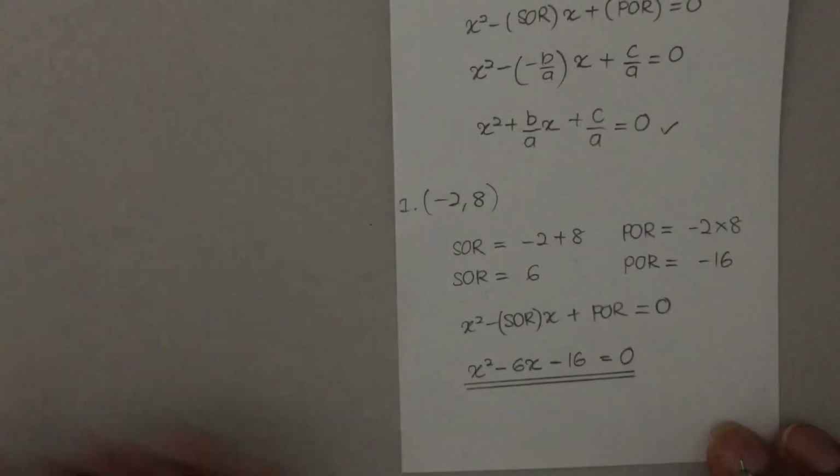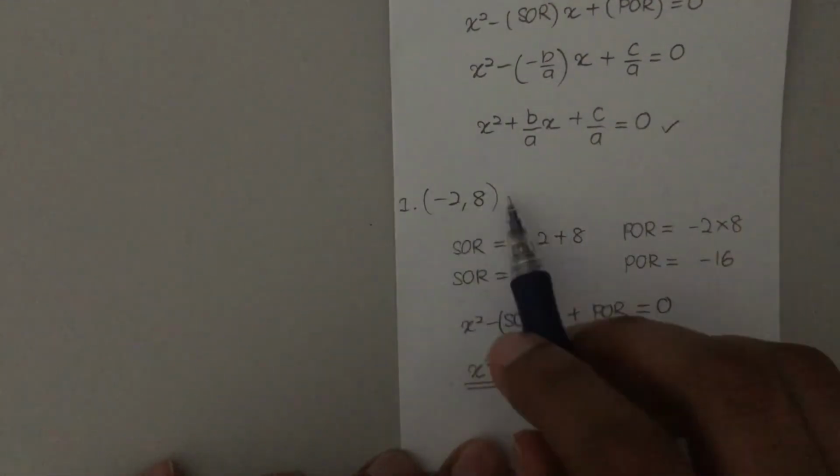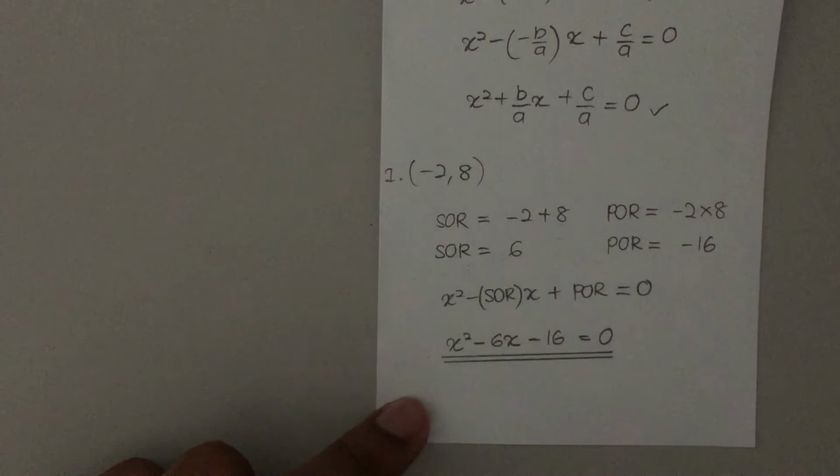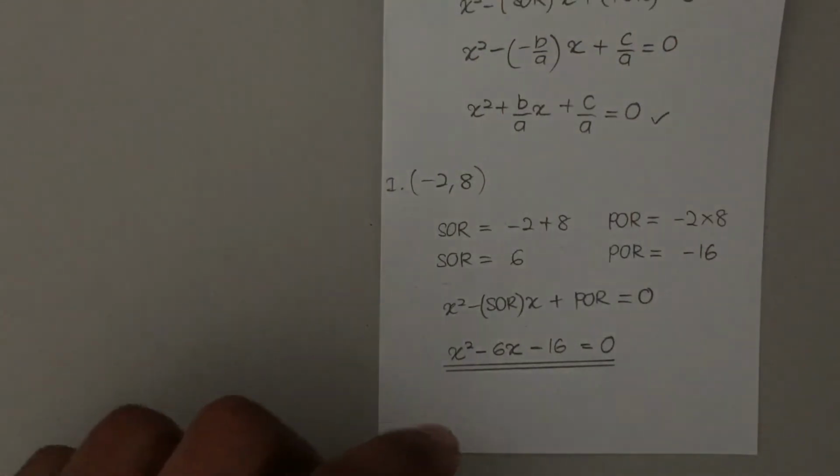So in this question, they already give us the roots and we are required to form a quadratic equation. So it's considered to be a very simple example. This is your example 1. Let me go through the second example.